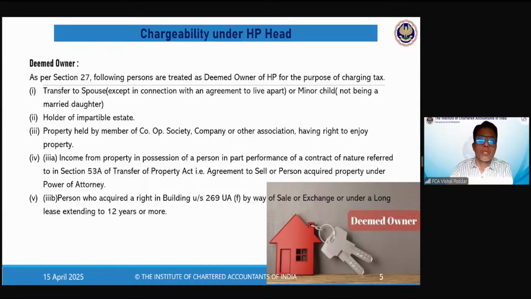So this is all about the charging section. I'll just pause here for a minute to take your questions or doubts. We had discussed this in detail in our previous sessions. Now, if any of you have any questions or doubts relating to any of these points, you can put it across to me.